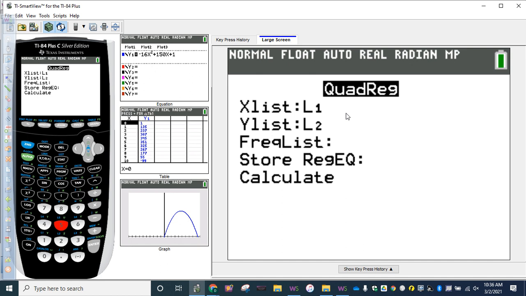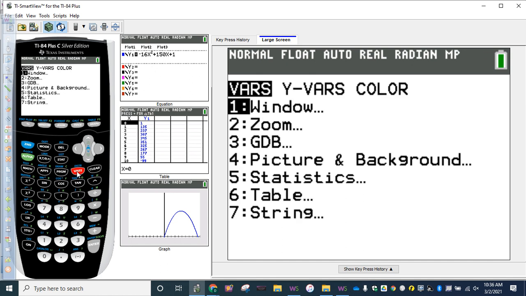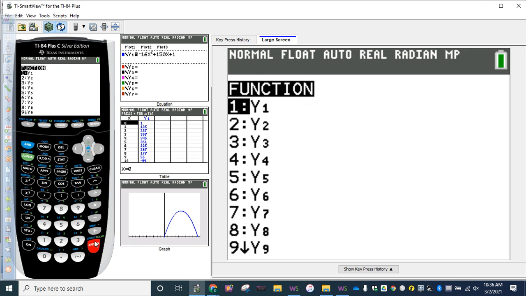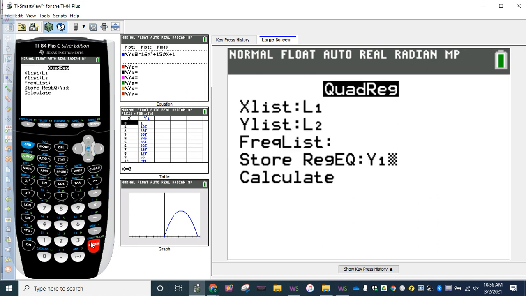Oh yeah, so you got the funky one. I'll come back to you in just one sec, Delia. So the rest of you that have this screen, go down to store regression. You want to click vars, right below the down arrow, right arrow to Y vars, and then you hit enter a bunch of times, four times technically. So enter gets you to the Y1, that's what you want. Enter, time to calculate, enter again, and there's your equation.